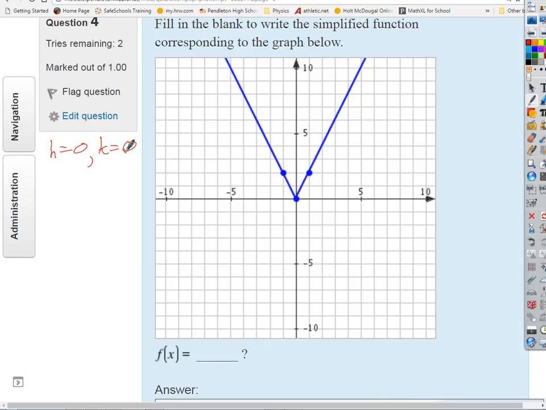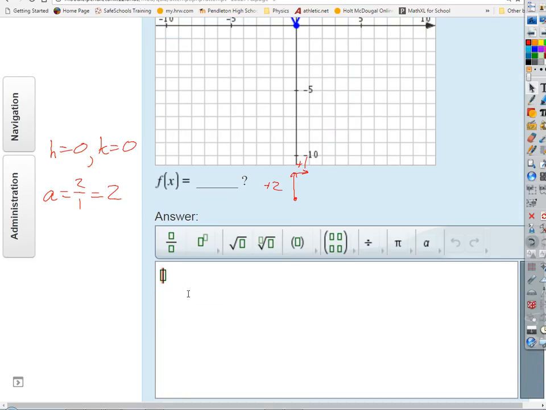What's A? 2. Yeah, because if I start here and draw a slope triangle, I'm going to rise by 2 and run by 1, right? So A equals rise over run, which is 2. So all I've got to do is plug that stuff into my template. At first, you might even start with the template, so you know your answer is going to look like A times the absolute value of X minus H plus K. Now just plug them in.